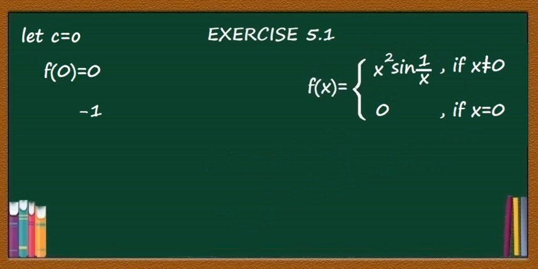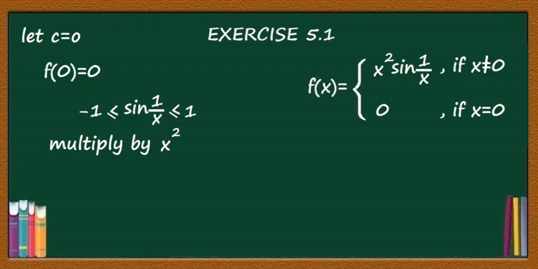And we have minus 1 less than or equal to sine 1 by x less than or equal to 1, because sine 1 by x always lies between minus 1 and plus 1. And if you multiply by x square, because x square is positive, we will have minus x square less than or equal to x square sine 1 by x less than or equal to x square. And remember, when a positive number is multiplied to any inequality, the inequality remains the same. That's why we have minus x square less than or equal to x square sine 1 by x less than or equal to x square.